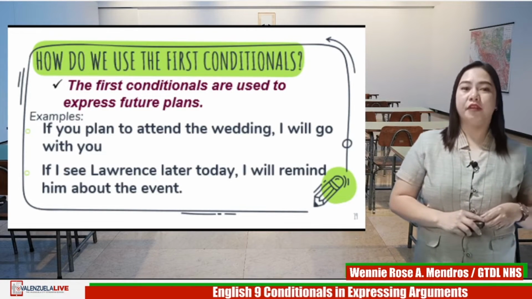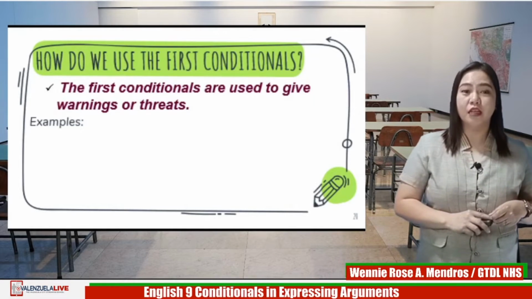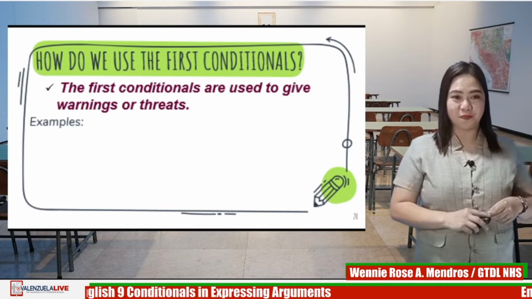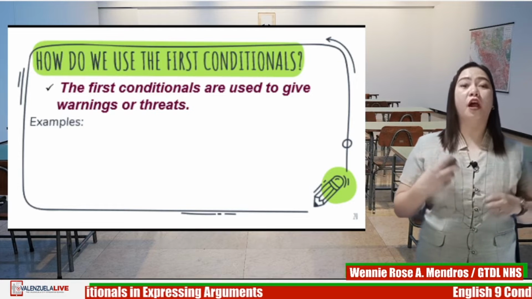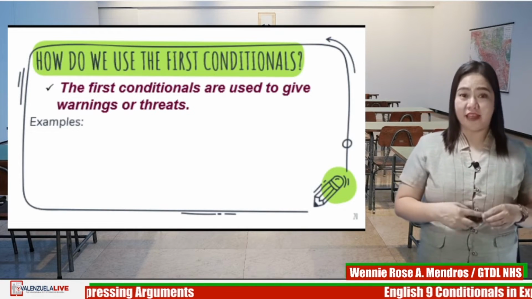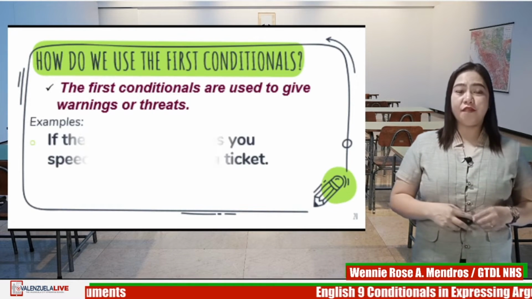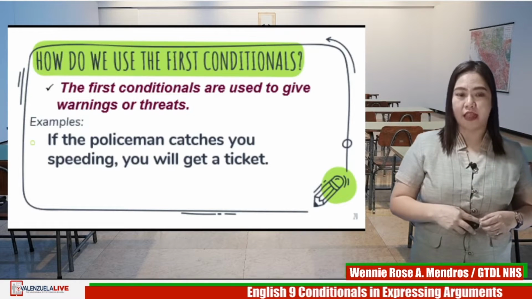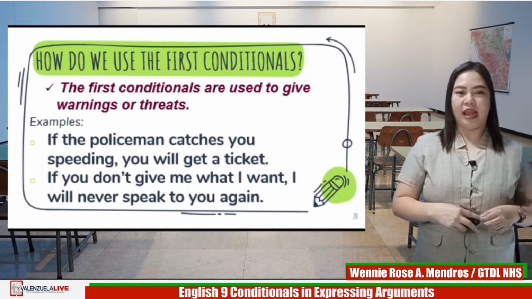Lastly, first conditionals are also used in giving warnings or threats. A warning is a statement about a possible problem or danger. And a threat is a statement that someone will harm you or cause you trouble if you do not do what they ask you to do. Here are some examples. If the policeman catches you speeding, you will get a ticket. And if you don't give me what I want, I will never speak to you again.